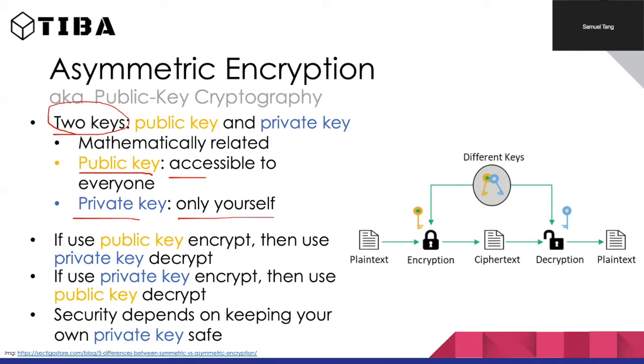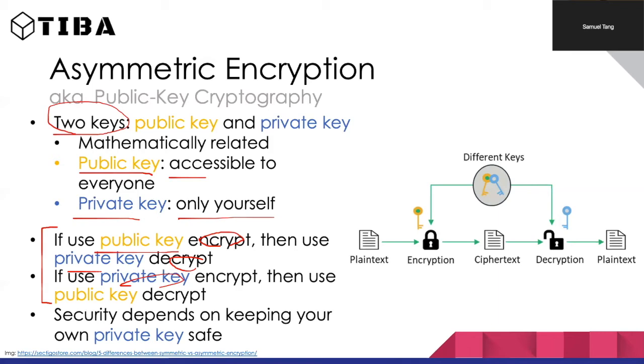Nobody else can know. So the more important thing here is the following. If you use the public key to encrypt, that means you can only use the private key to decrypt, and vice versa, right? If you use the private key to encrypt, then you can only use the public key to decrypt. So we'll go over another example in the next couple of slides, but the security depends upon you keeping your own private key safe, right?